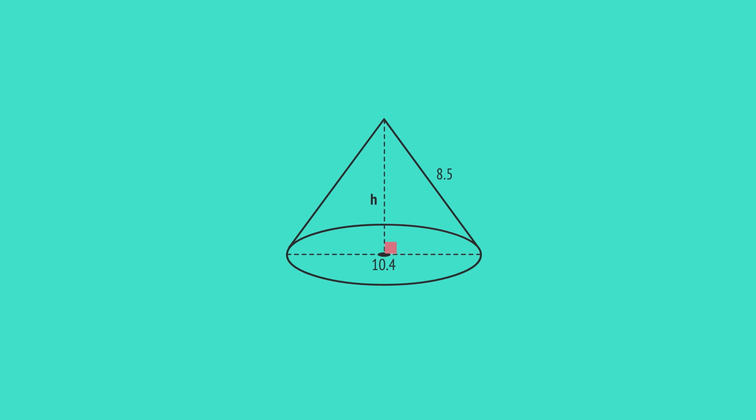We draw a diagram with the known information, including the radius of 5.2 centimeters. Then we isolate this right-angled triangle and use Pythagoras to calculate the cone's height. Substituting the values into the formula, we subtract 5.2 squared from both sides to get h squared by itself, and take the square root to give h. Enter this into a calculator and we get the cone height of 6.72 centimeters.